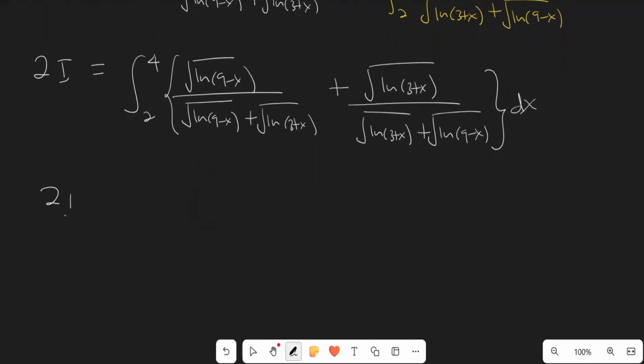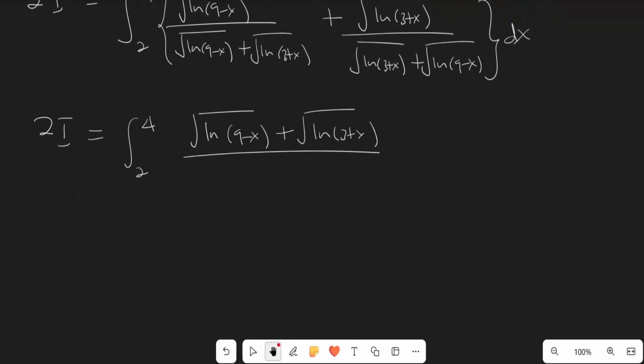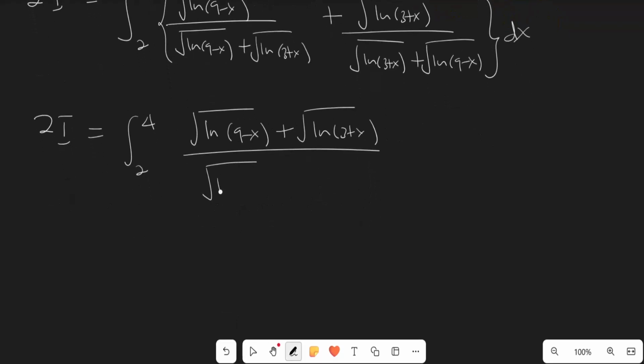So we can really see that the denominators are the same in both terms. The denominator here is the same as the denominator here. So we can combine the numerators. That is going to be the square root of the ln of 9 minus x plus the square root of the ln of 3 plus x, divided by the square root of the ln of 9 minus x plus the square root of the ln of 3 plus x. So this is how we can combine them, dx.